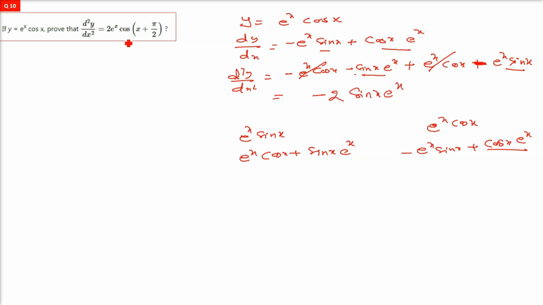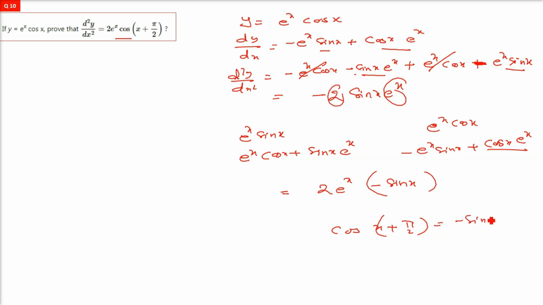Now the problem is we don't have a cos here. We need to have a cos here. We have 2, we have e raise x. So minus sin x has to be converted to cos x plus pi by 2. By the trigonometric discussions we had earlier, we know already that cos 90 plus theta is minus sin theta. So cos x plus pi by 2 is negative sin x. So it will be 2 e raise x cos x plus pi by 2, because cos 90 plus theta is minus sin theta. So this is how you are going to write it.